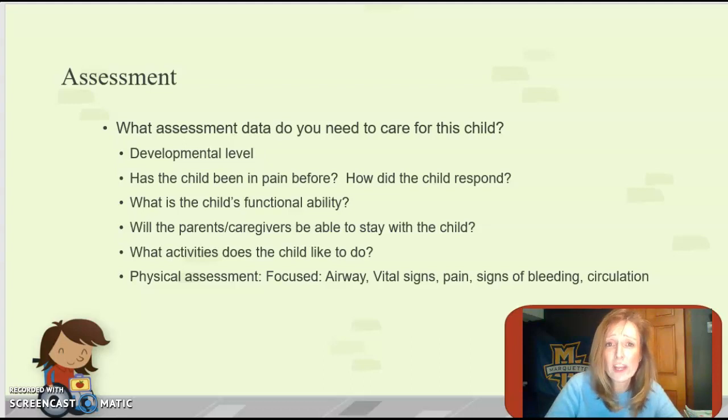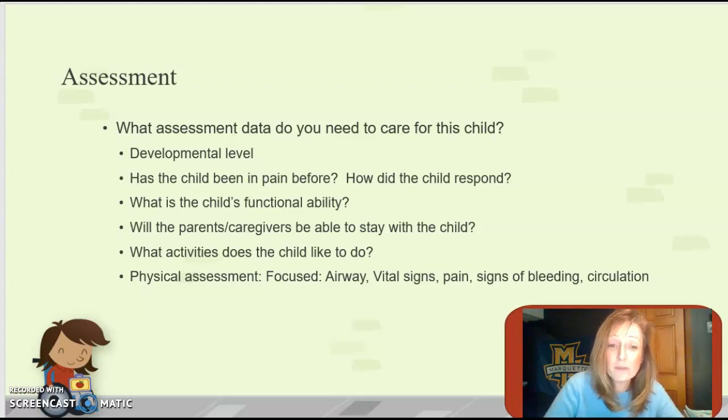We want to know that ahead of time so we can prepare because this is another pens up. We don't expect parents or any family members to provide nursing care to any patients. If they want to and they are able to, then we welcome that. But we don't staff our nursing units expecting parents to provide nursing care to patients. We also want to find out what are the activities that the child likes to do.